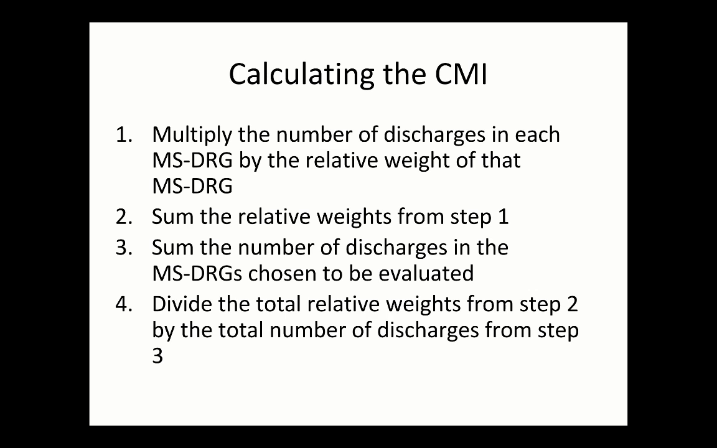To calculate the case mix index, you must first multiply the number of discharge cases in each MS-DRG by the relative weight of that MS-DRG to obtain a total relative weight for that particular MS-DRG. Next, sum all the relative weights for each MS-DRG that was calculated from step 1. Next, sum the number of discharges across all the MS-DRGs chosen to be evaluated. Last, divide the total relative weights that were calculated from step 2 by the total number of discharges from step 3. This will give you an average of MS-DRGs relative weight for all the discharge patients selected.